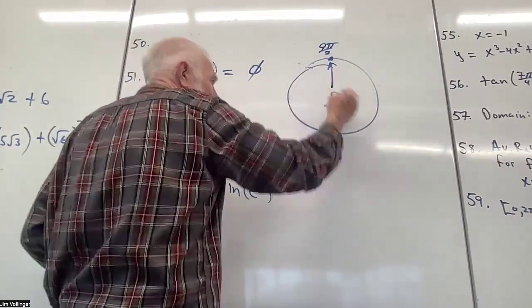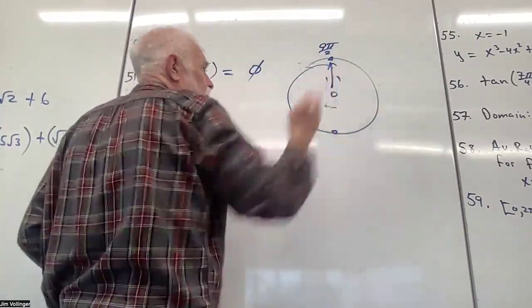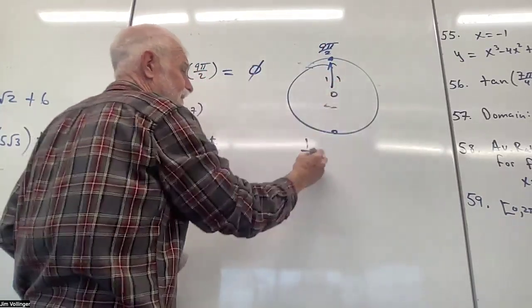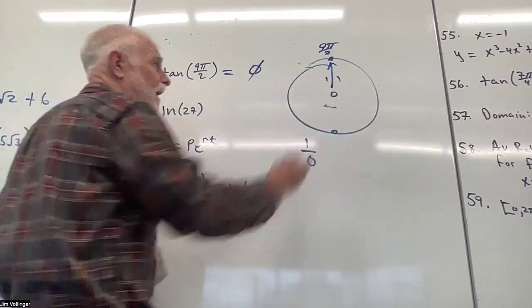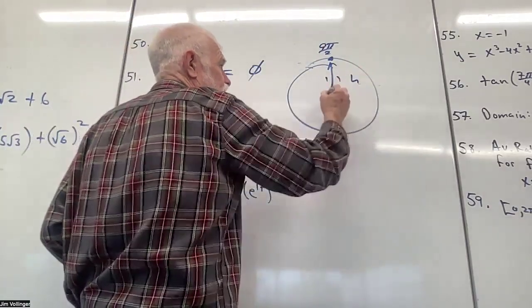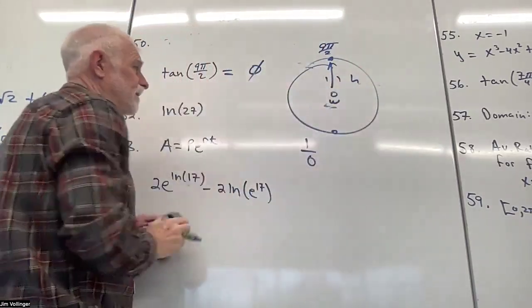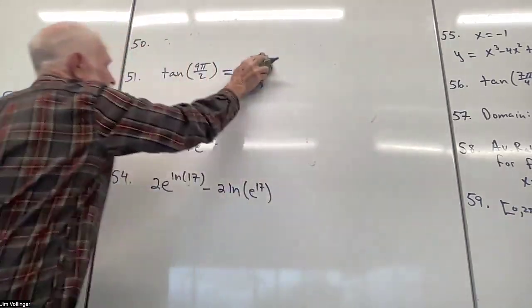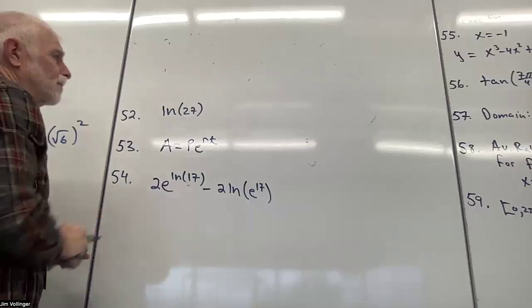Straight up, no width, height of 1, hypotenuse of 1. 1 divided by 0 is undefined, right? Height, width. All right, so that's undefined. The fraction is undefined. We'll talk more about that tangent function as we go through the term.